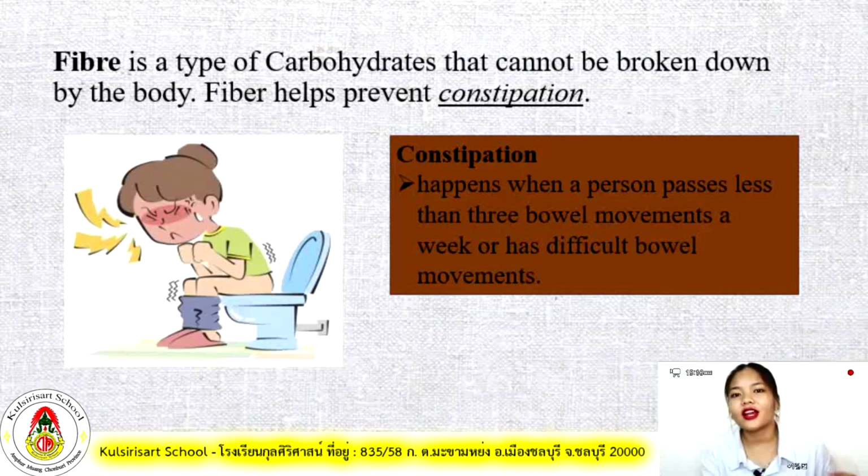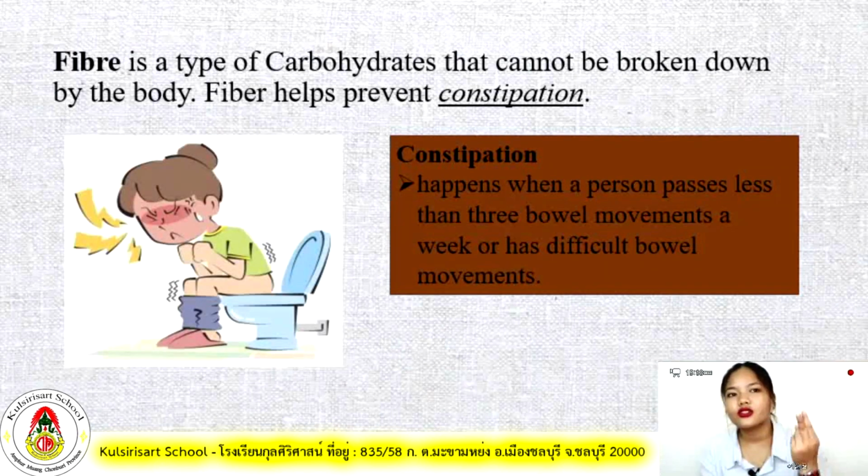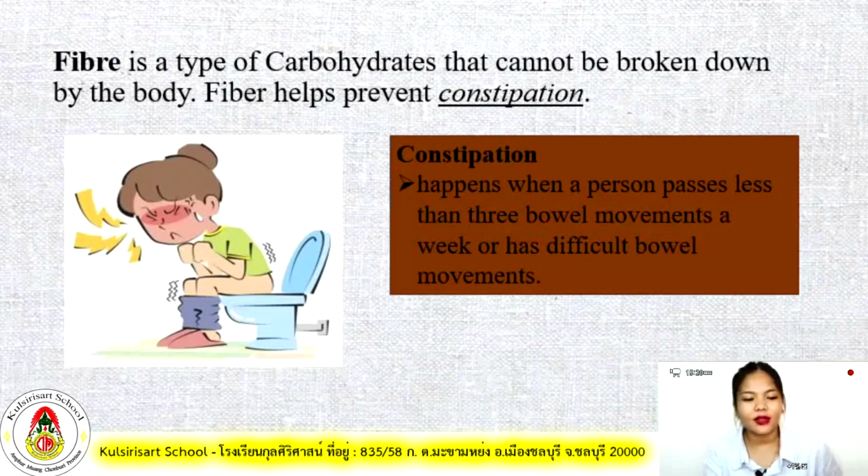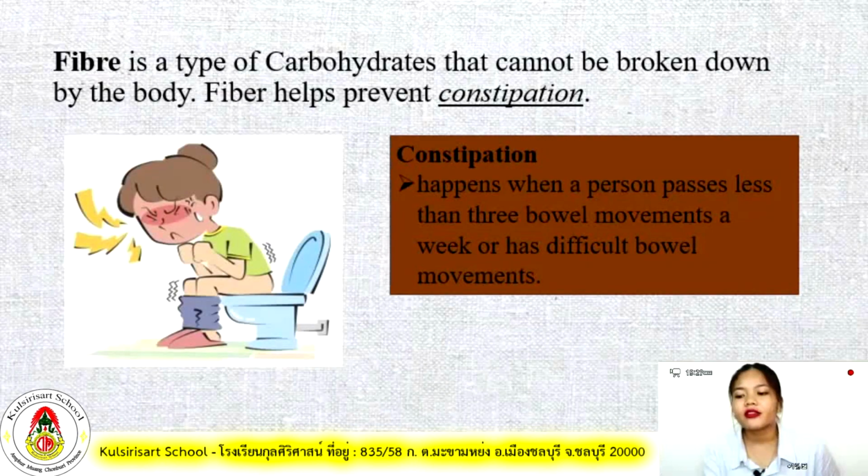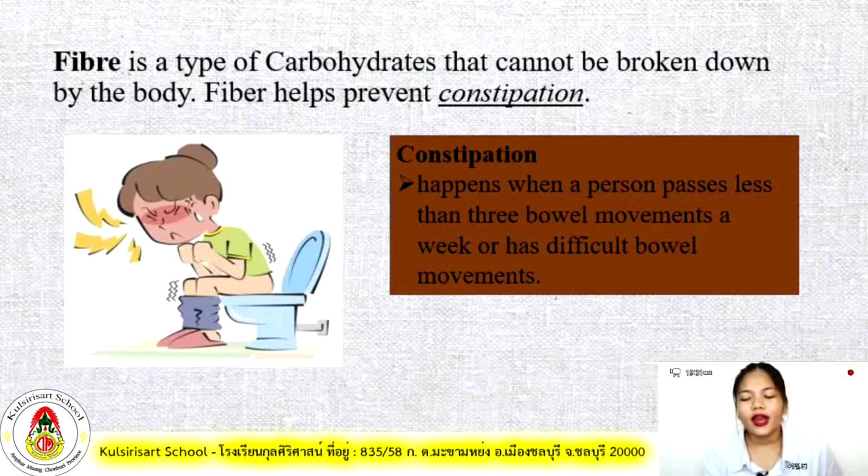Okay, so we have here another one. We said that there are two types of carbohydrates, sugar and starch. But we also have fiber. Fiber is a type of carbohydrate that cannot be broken down by the body. Fiber helps prevent constipation.